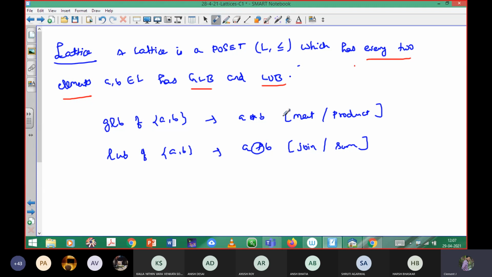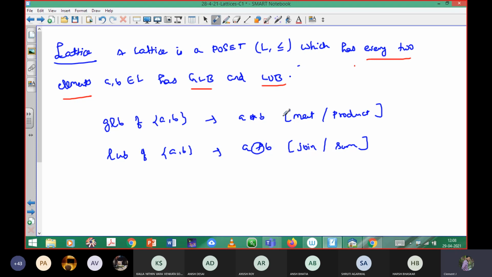In this case, if it does not satisfy any one of these, like if it does not have the GLB for one pair, or, sorry, the LUB for one certain pair, you can simply close the concept: it is not a lattice. That's it. Have you understood now? Yes, sir. Thank you, sir.